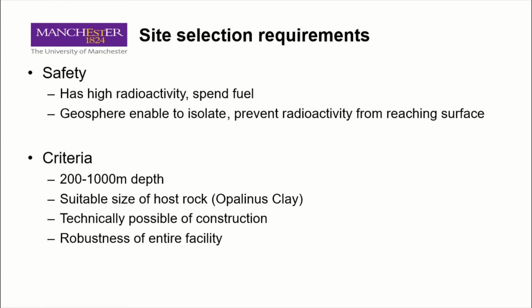As we know, high-level waste has high radioactivity and a high heat field. So the geosphere should be able to isolate it and prevent radioactivity from reaching the surface. For the site selection criteria, the site should be built at 200 to 1000 meters depth and should have a suitable size of host rock, be technically possible for construction, and have enough robustness of the entire facility.